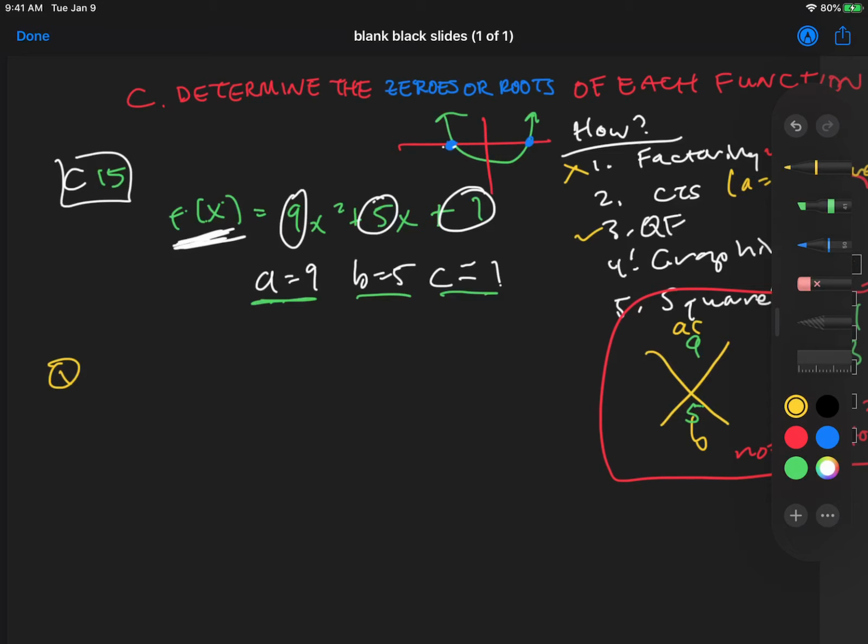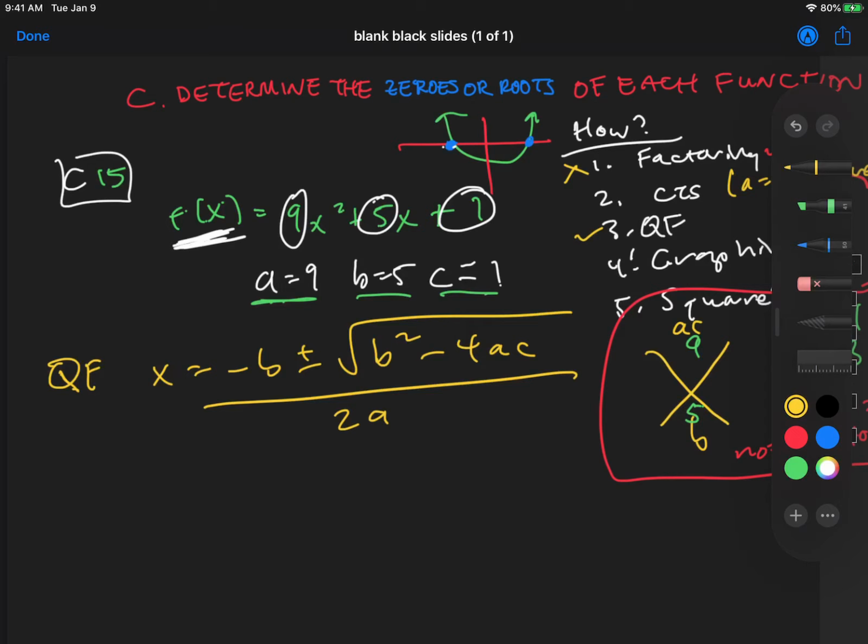I'll sing you the famous quadratic formula song. X equals negative b plus or minus the square root of b squared minus 4ac all over 2a.